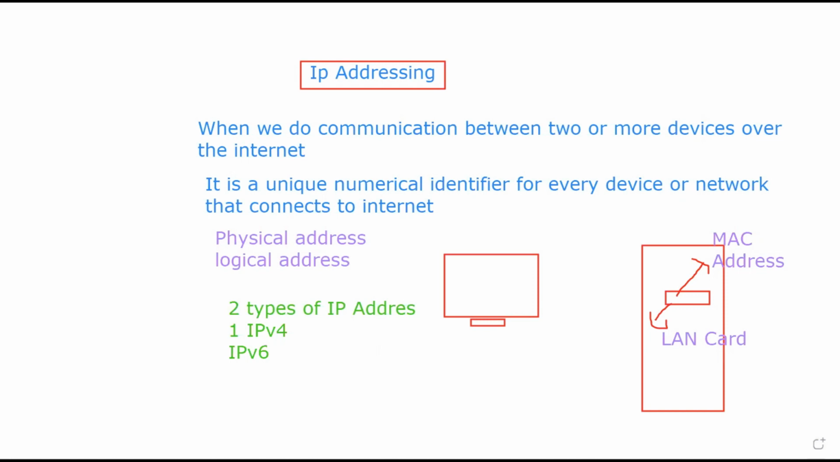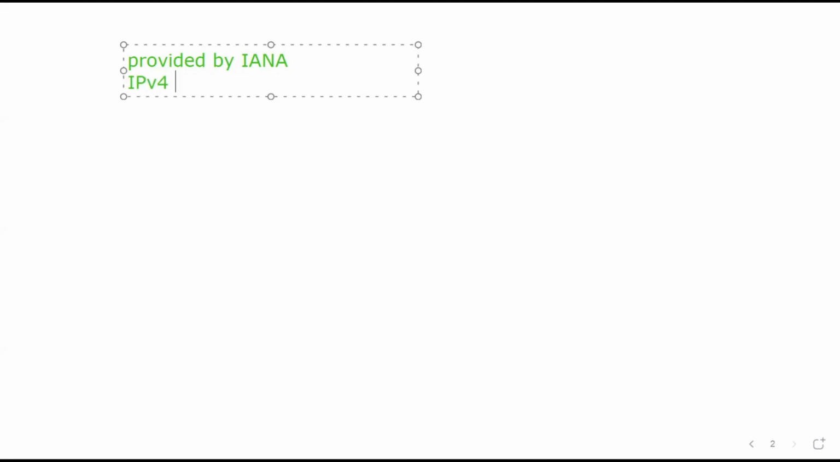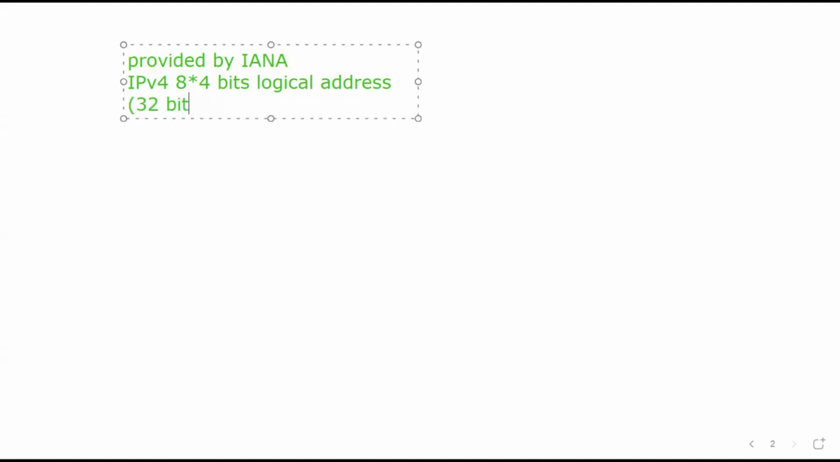Our IP address is provided by IANA. IPv4 has 8 into 4 bits, which means a 32-bit logical address, and IPv6 has a 128-bit logical address.